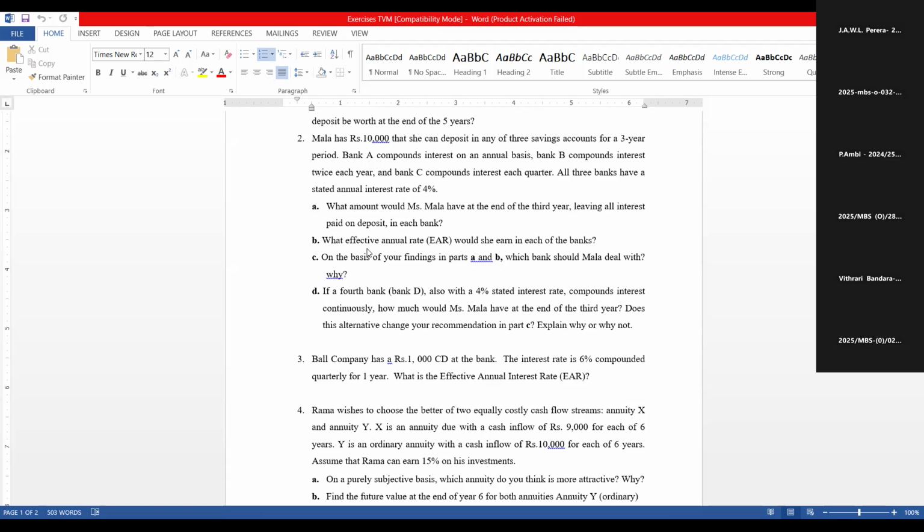Okay, say part D, go for the 4th bank, Bank D, which gives a 4% stated interest, compounded continuously. How much would Mala have at the end of the 3rd year? Does this alternative change your recommendation in part C, and explain why or why not?